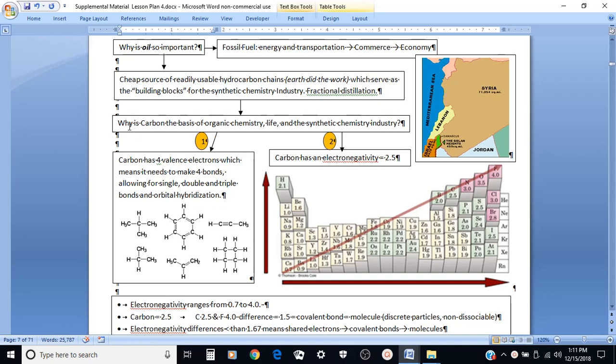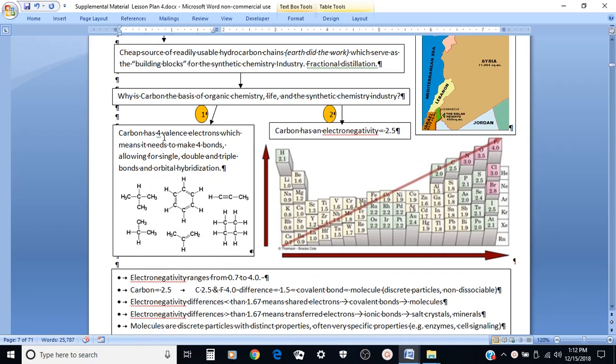Now, why is carbon the basis of organic chemistry, life, and the synthetic chemistry industry? The reason why carbon is so important is because of its versatility. You can make virtually any molecule you want with carbon that you can think of. One reason why is that carbon has 4 valence electrons.